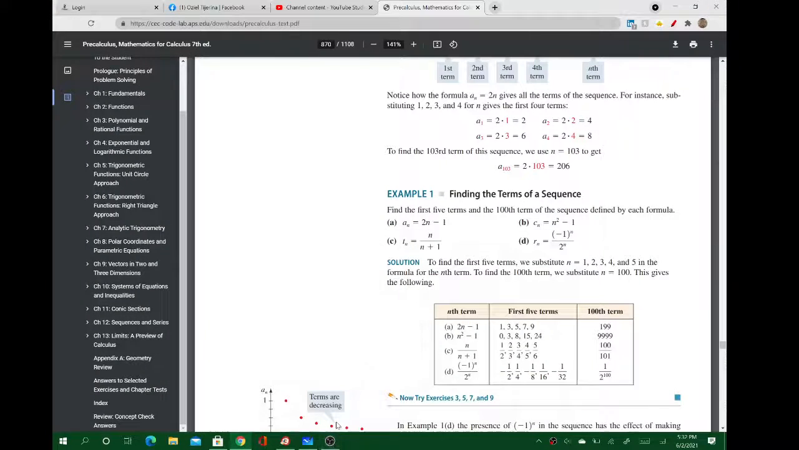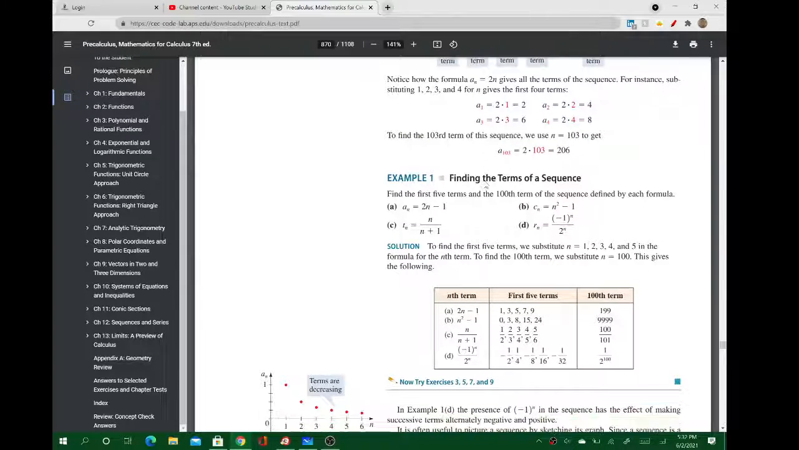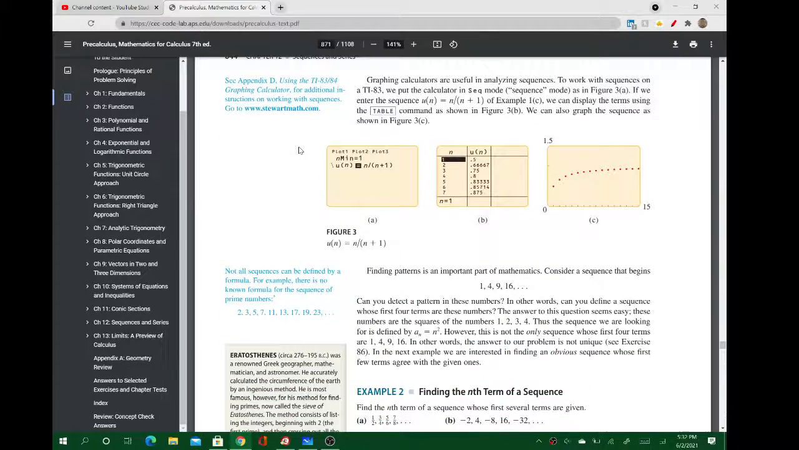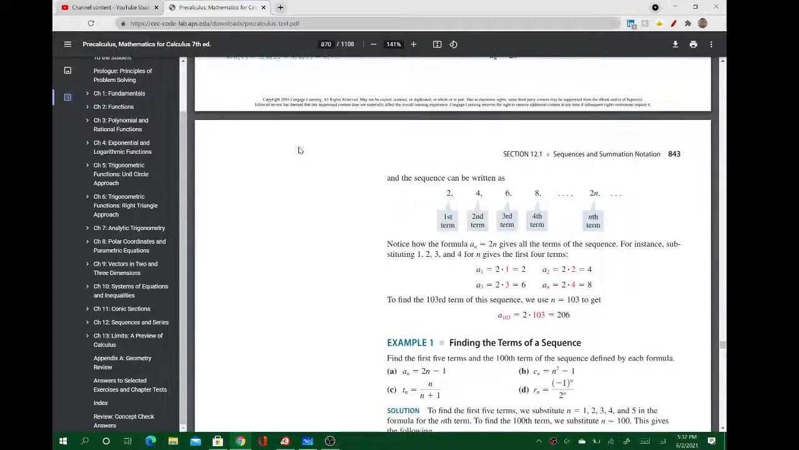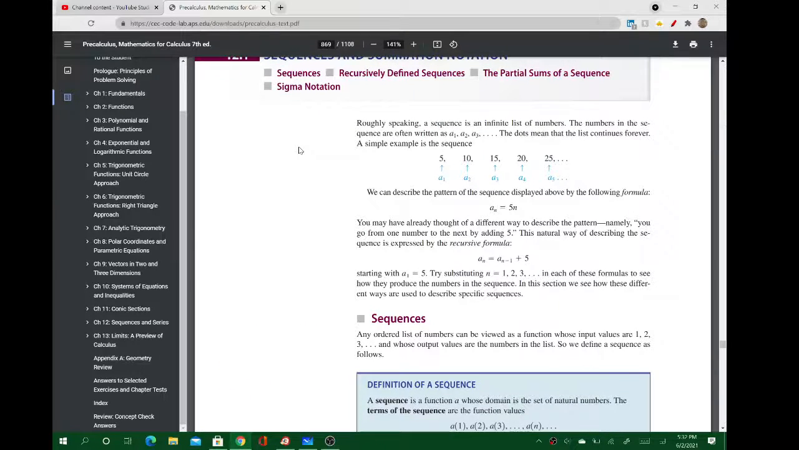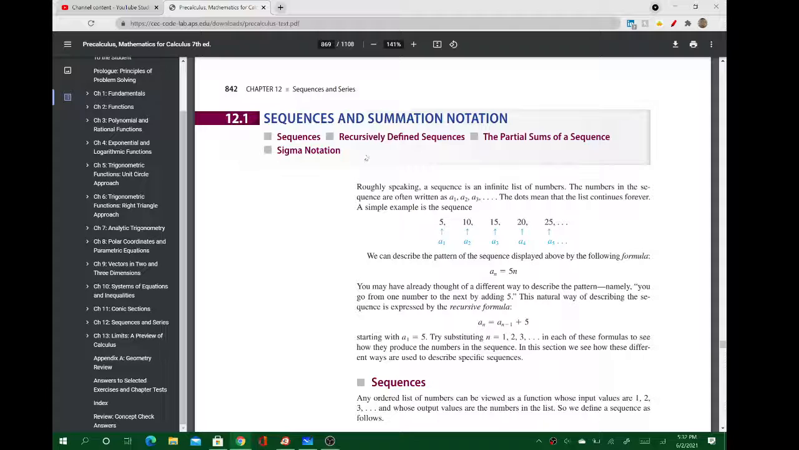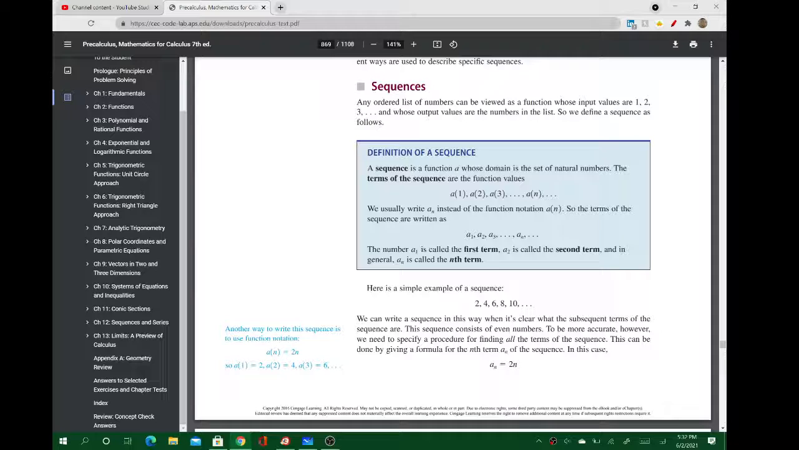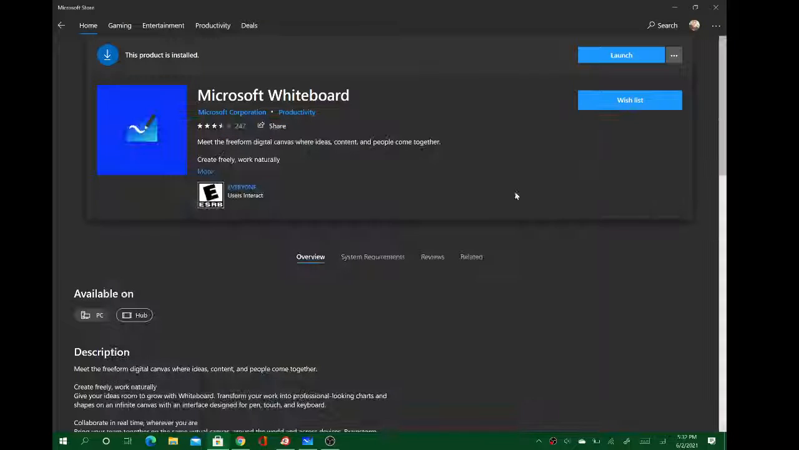Now, basically, in calculus and pre-calculus, we have sequences and series, and what that just means is that it is a list of numbers, right? So for example, this is a list of numbers, a sequence, and there's a common formula for that type of sequence.